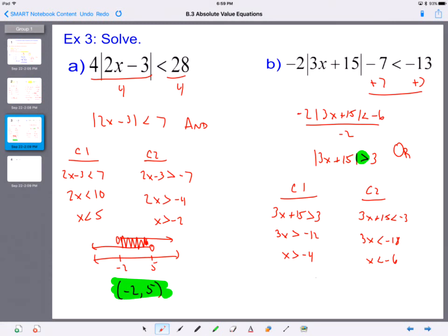So before we write our solution, let's get the visual. Here's negative 6, here's negative 4. We want values that are greater than negative 4 and less than negative 6, which is what we were kind of expecting. So our answer to this one is all values less than negative 6 or values that are greater than negative 4. And there you go.